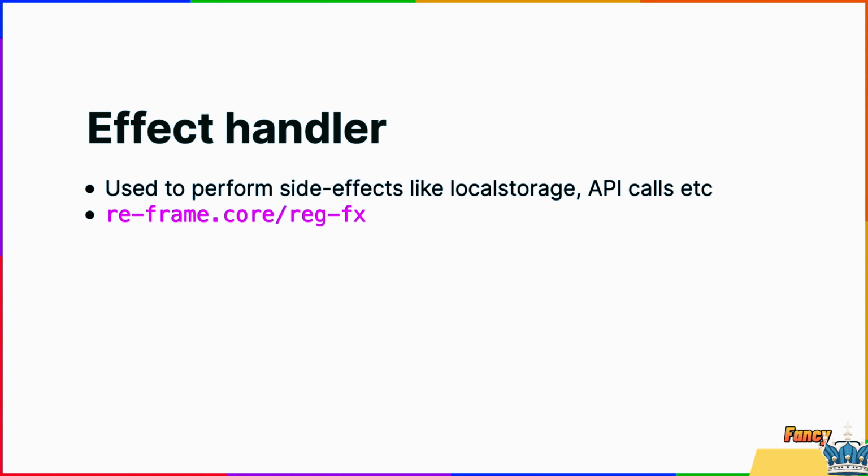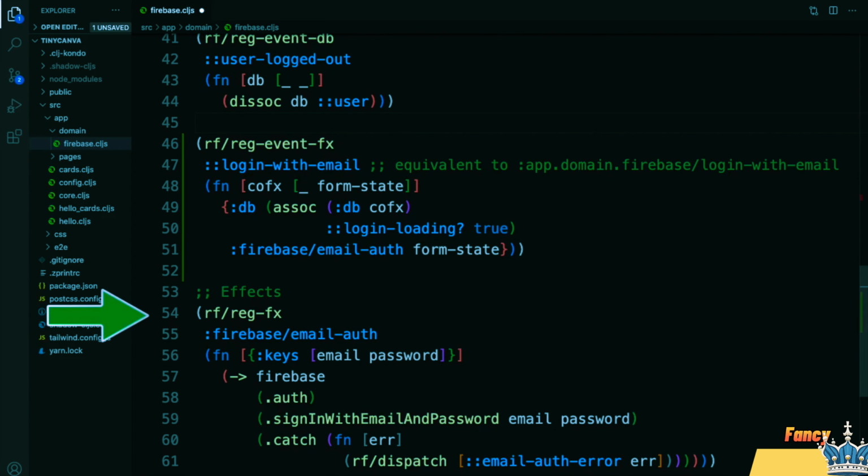In smaller applications, you might have a namespace like app.effects for all the effects. In our case, we are going to place this function in the app.domain.firebase namespace since the effect is related to Firebase. RegisterFX accepts two arguments, an effect ID and a handler function. The frame calls the handler function with arguments passed to the effect map. Let's define the Firebase email auth handler.